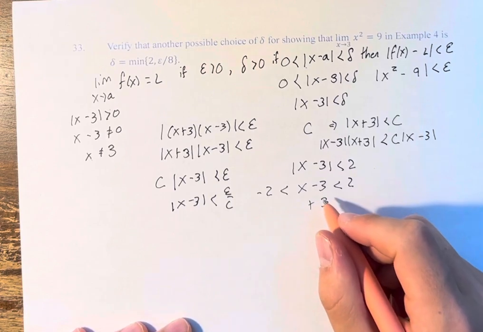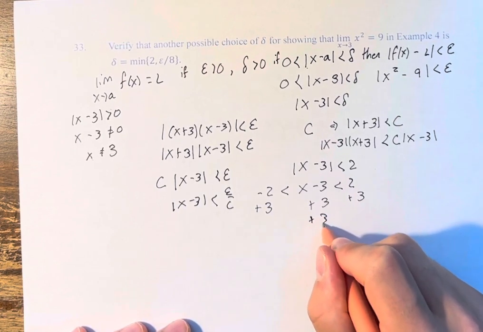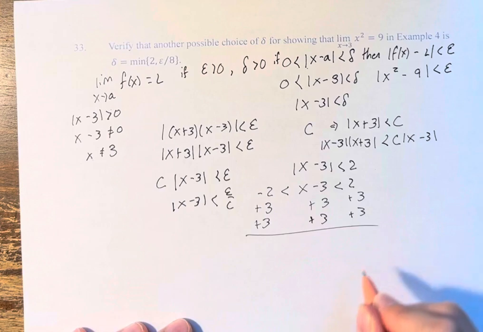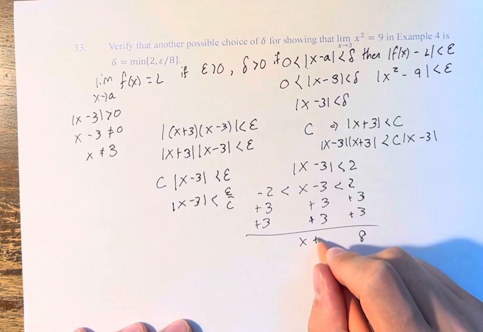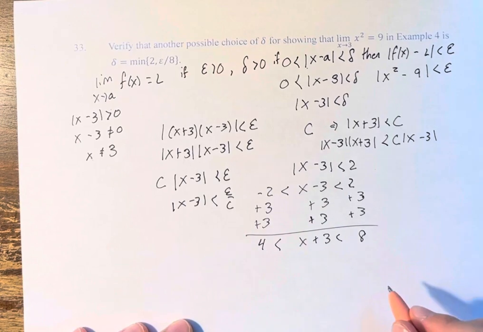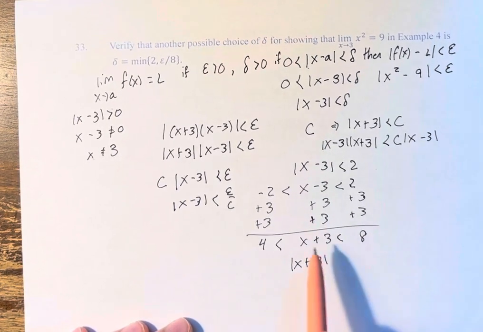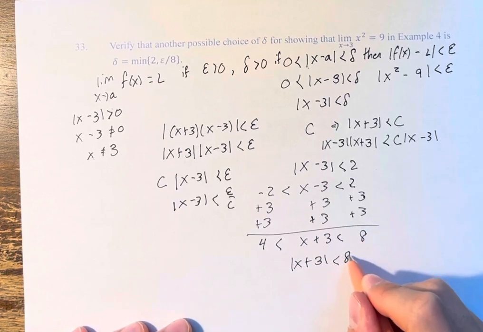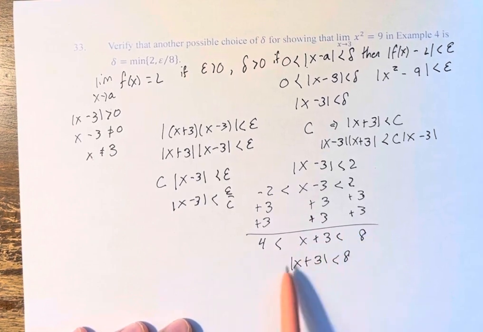If we add 3 to both of these, and then actually we're going to have to add 3 again, 2 plus 3 plus 3 is 8. We have x minus 3 plus 3 plus 3 is x plus 3. And 3 plus 3 minus 2 is 4. Therefore, we can say that the absolute value of x plus 3 is less than 8. So no matter what value you put in for x, if x plus 3 is between 4 and 8, that means its absolute value is less than 8, since this is the biggest one.